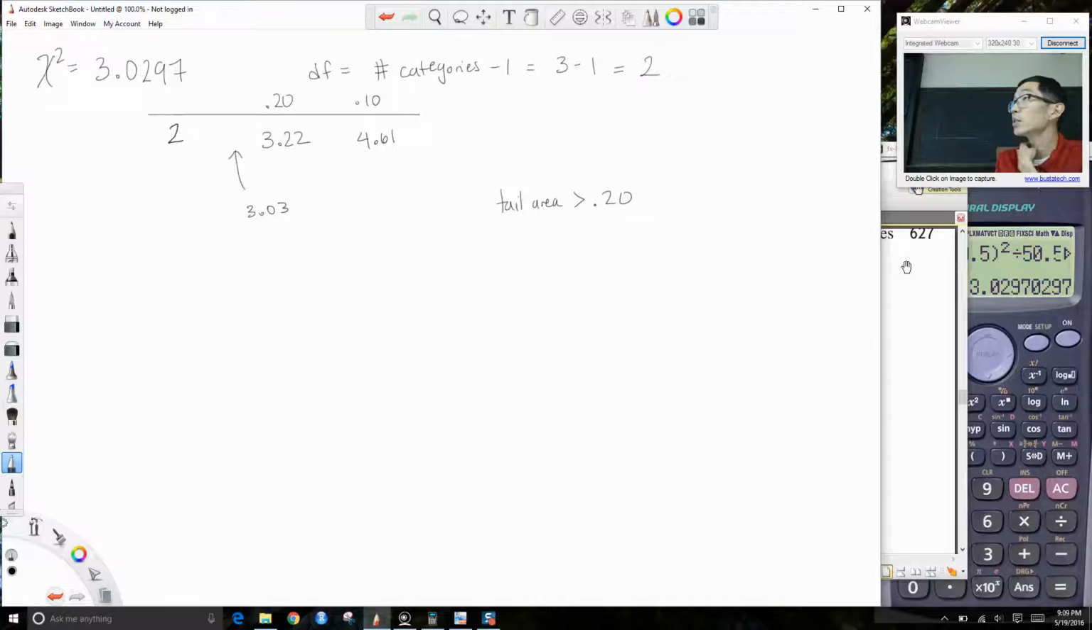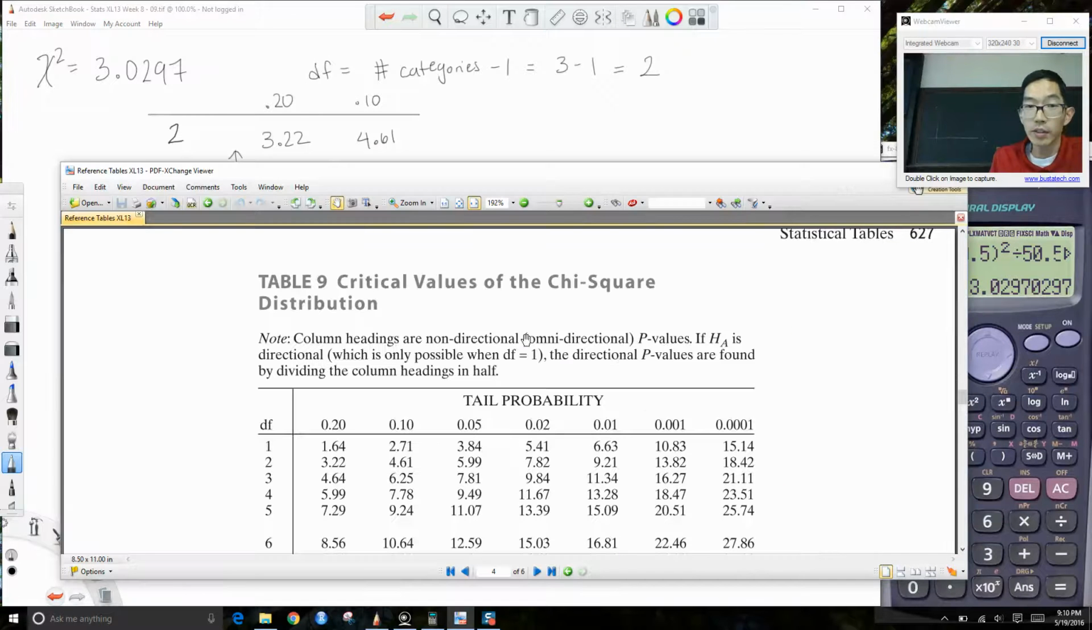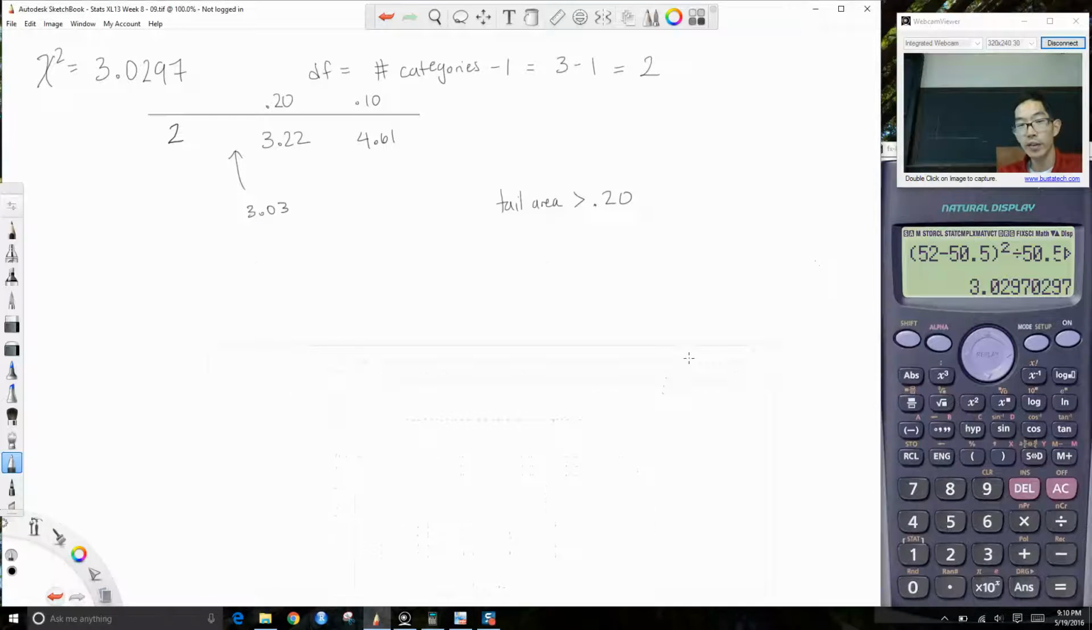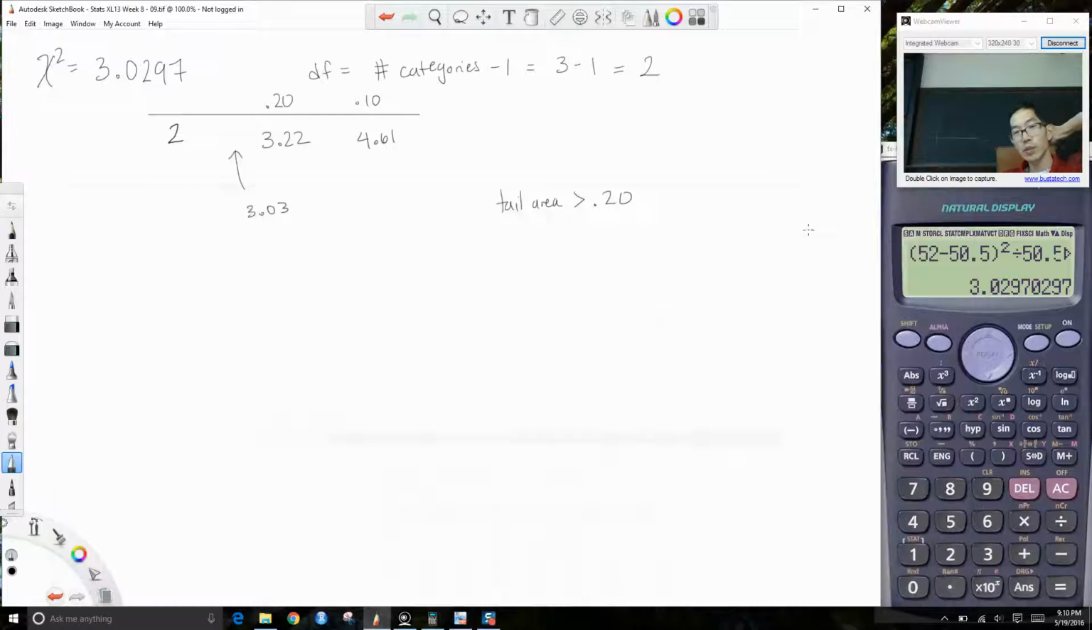Okay. All right, and so everything here, these column headings are for non-directional p-values, which is what we have. Okay, and it even says if the alternative is directional, which is only possible when degrees of freedom is equal to 1, you'd have to divide the tail probability. So here we have a non-directional alternative, so our p-value is greater than 20%.